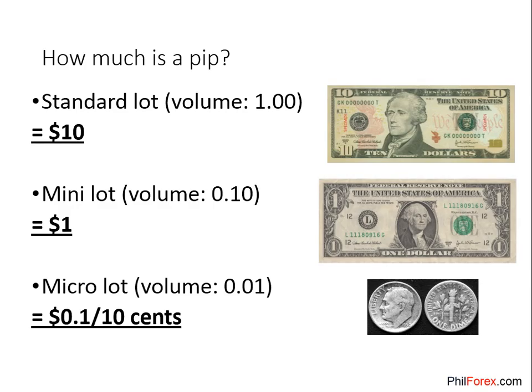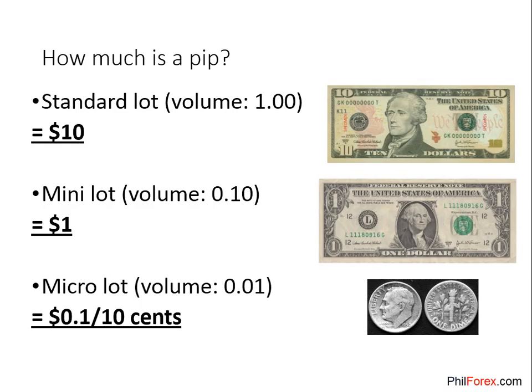Now you can always customize how much your pip is. For example, you want it to be $5 per pip? Sure, no problem. You just set your volume at 0.5. You want it at $2 per pip? You set it at 0.2. You want it to be 30 cents per pip? You set it at 0.03. If you want it more than a standard lot, let's say you want it to be $20 per pip, sure, make it volume 2.